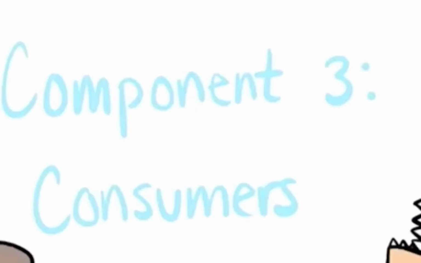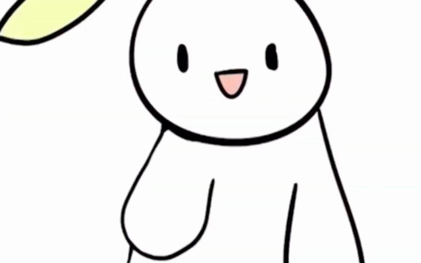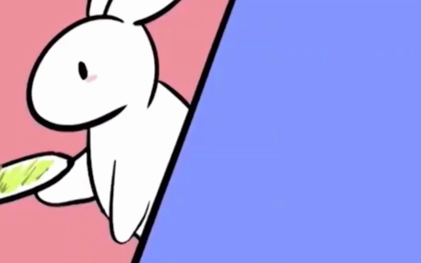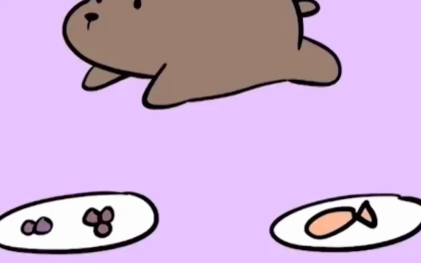Component 3, consumers. Once the producers have converted energy, something has to eat the nutrients. This is where animals such as you and me come in. There are 3 different types of consumers: herbivores that only eat producers, carnivores that eat other animals, and omnivores that get the best of both worlds.